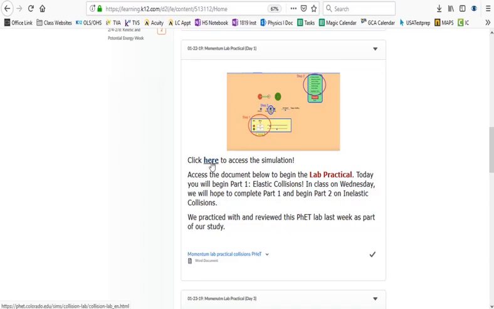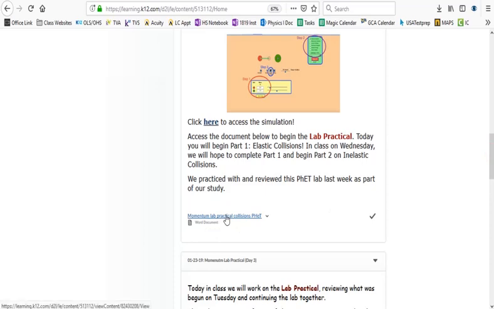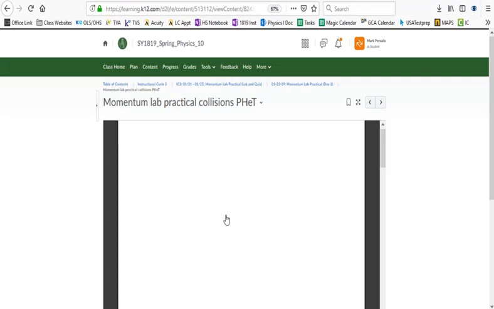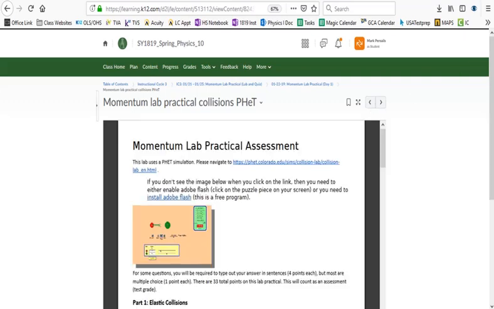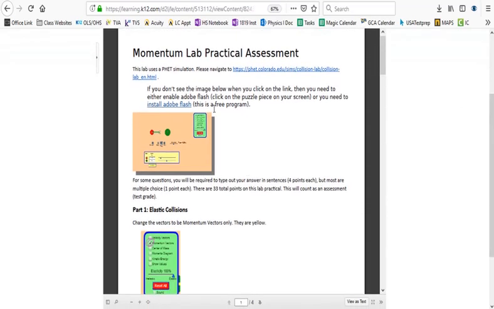You click here to access the simulation. A new tab will open up, and the lab will open. Then down below is a Word document, so I'm going to click on that. You'll want to download this, take notes on it, maybe print it and take notes on it as we go. Let me say this a couple times. This document will not be turned in. It is for you to take notes and think about things so that you can take the quiz on Friday, which I will show you at the end.